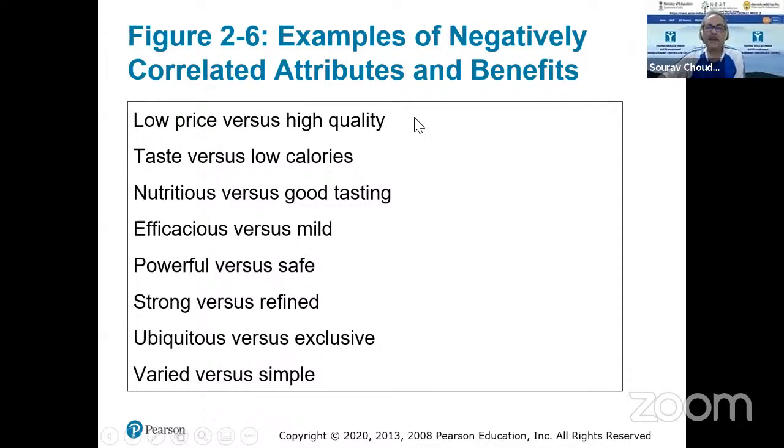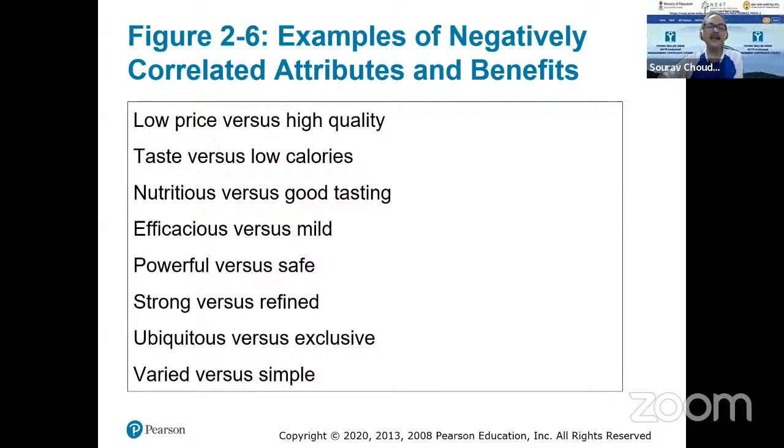If you say that I am giving you a high quality at a low price, people may not believe it, right? I give you taste also, I give you low calorie also. People may not believe it. It's a negatively correlated attribute.